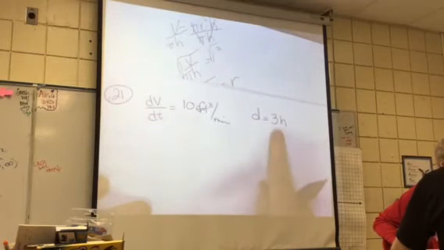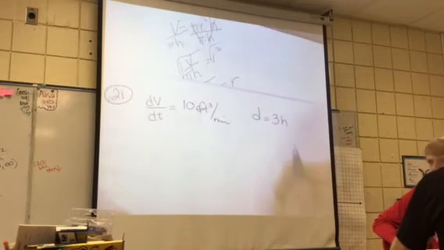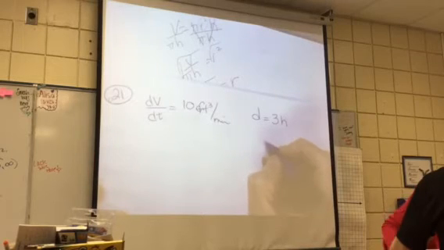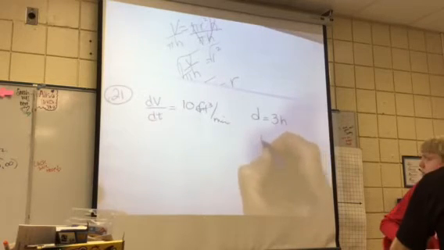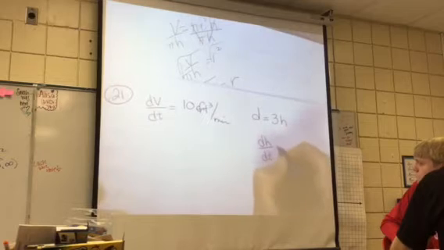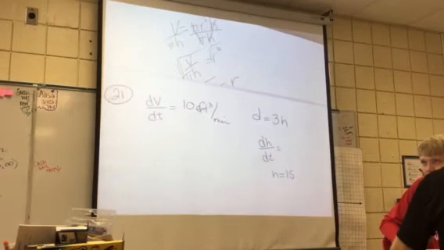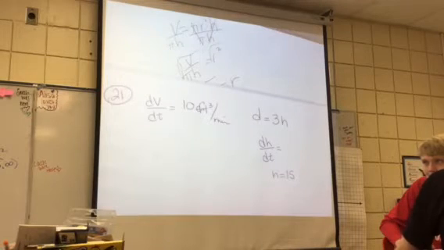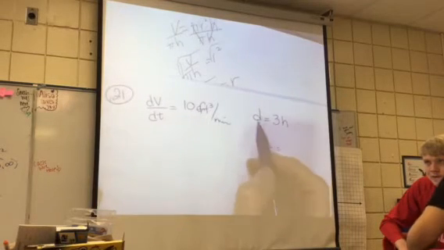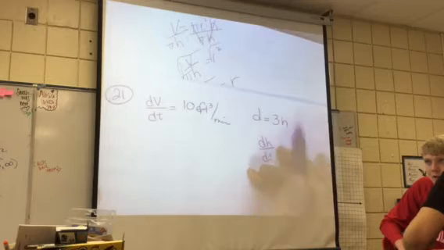Isn't the altitude the same thing as the height? Mm-hmm. Could you give me the other piece of information that it gave you, Aaron? Find the rate at which the height is changing when the height is 15. Find dH/dt when the height is 15. So isn't this the same concept we just had in that last problem? The only difference is now the diameter is 3 times the altitude.